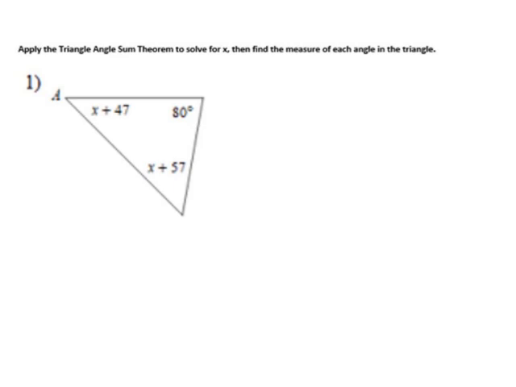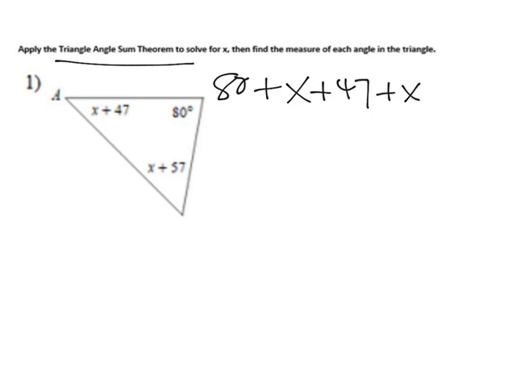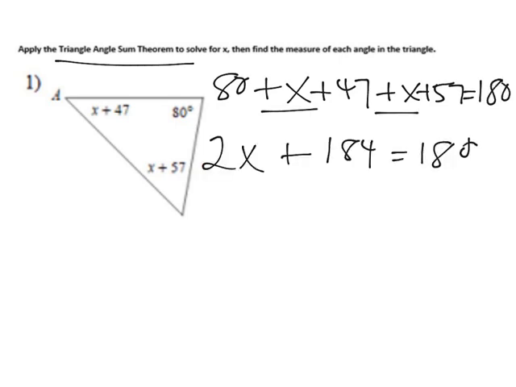Okay, so let's go ahead and work on this. Apply the triangle sum theorem, the first theorem we talked about. We know that we have all interior angles here, so I'm going to add all three angles as they are written right now: 80 plus x plus 47 plus x plus 57. And I'm going to set all of this equal to 180. Simplifying a little bit, I'm going to go ahead and subtract 184 from both sides.